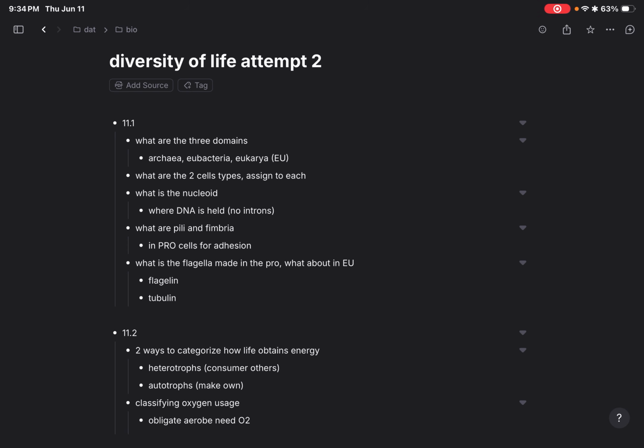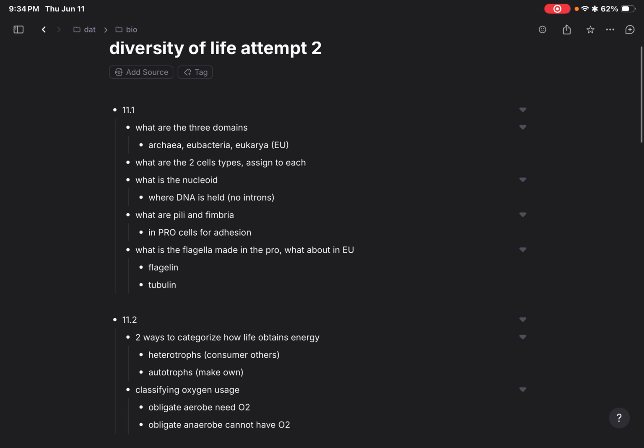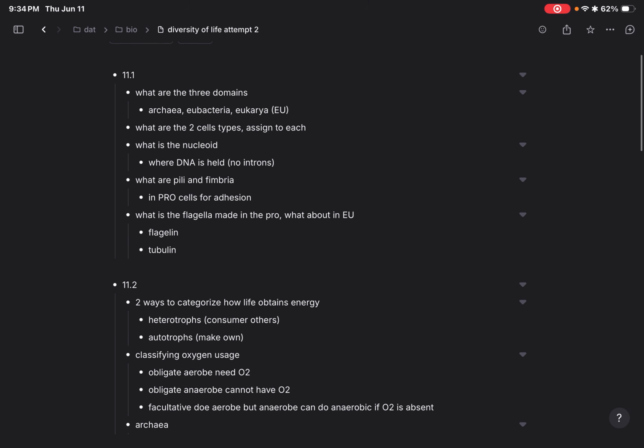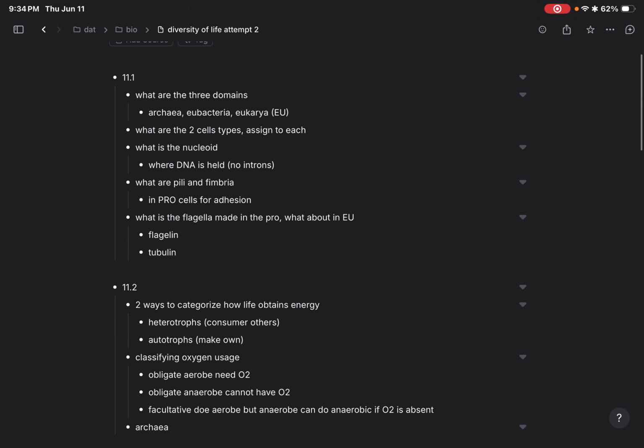The taxonomy order goes: Dear King Philip Came Over For Great Soup. The broadest level is D, domain, and there are three domains: domain archaea, domain eukarya, and domain bacteria or eubacteria. Then we have the two cell types, prokaryotes and eukaryotes. Eukaryotes are going to be the eukarya, and prokaryotic cells are going to be archaea and eubacteria.